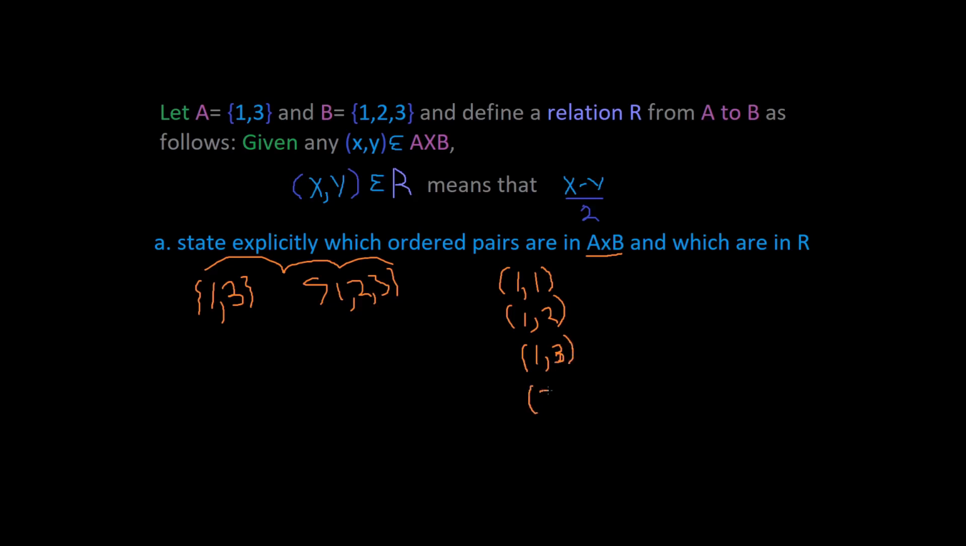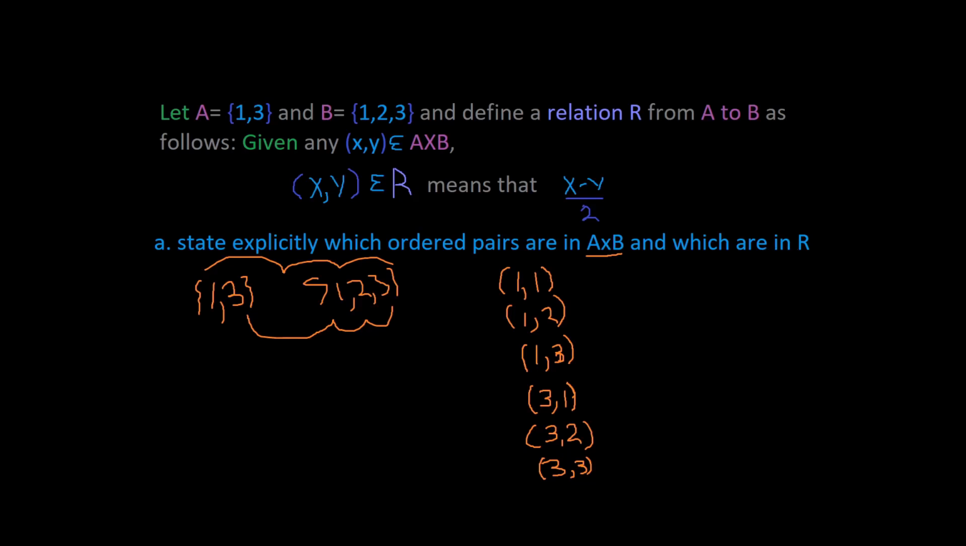So 3 is 1, and if you know what I'm doing right now, I'm just multiplying 3 times 1, 3 times 2, and 3 times 3, and that would be our Cartesian product. So right there, we've identified all our ordered pairs that are in A cross B, but now we want to identify which ones are in R.